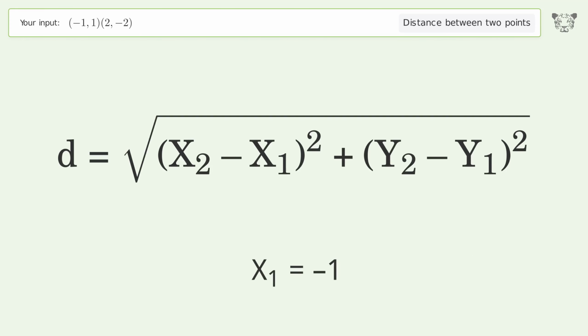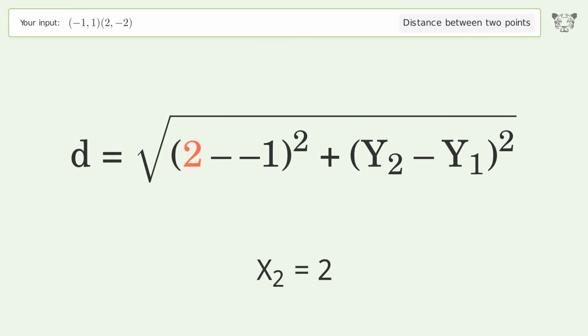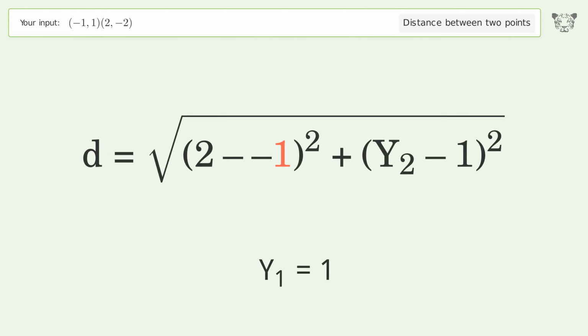x1 equals -1. x2 equals 2. y1 equals 1. y2 equals -2.